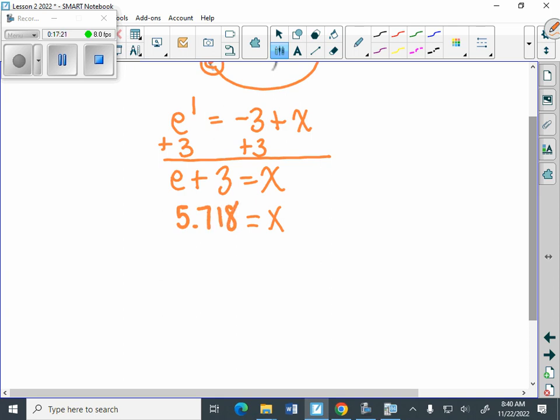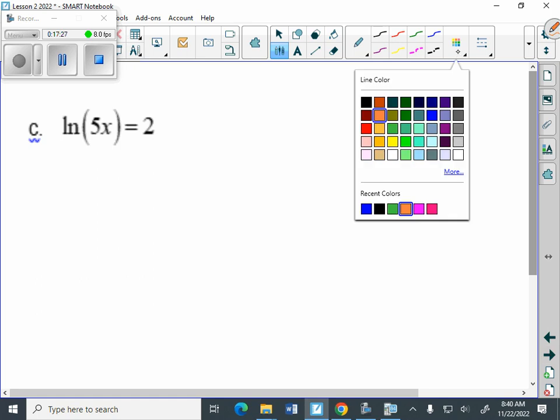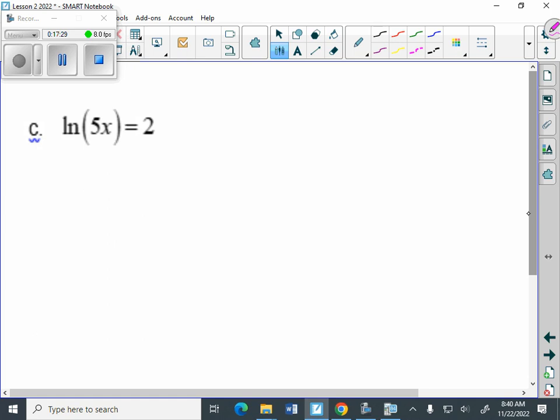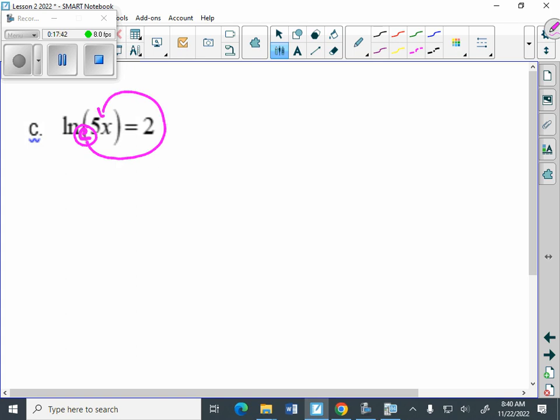Last three. Same idea. We need to know, with regards to our natural logarithm here, that the base of a natural logarithm is e. Once we know that, we're going to curly Q. So that means to circle up and around. We get e squared equals 5 times x. And then it's 5 times x. We need to undo that multiplication by dividing by 5.